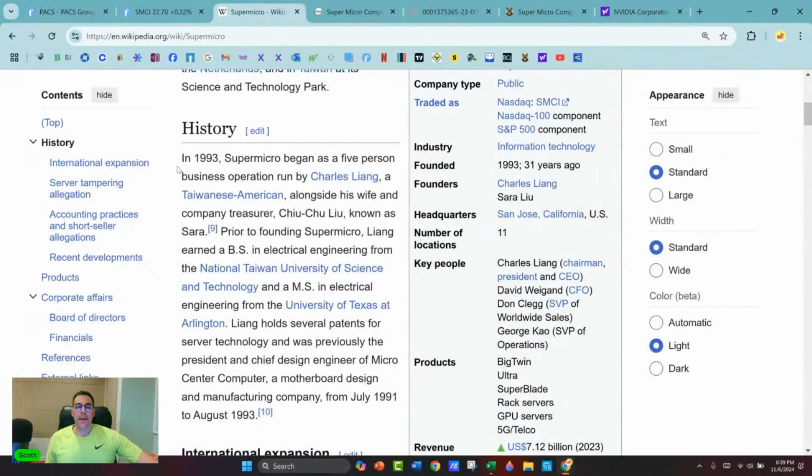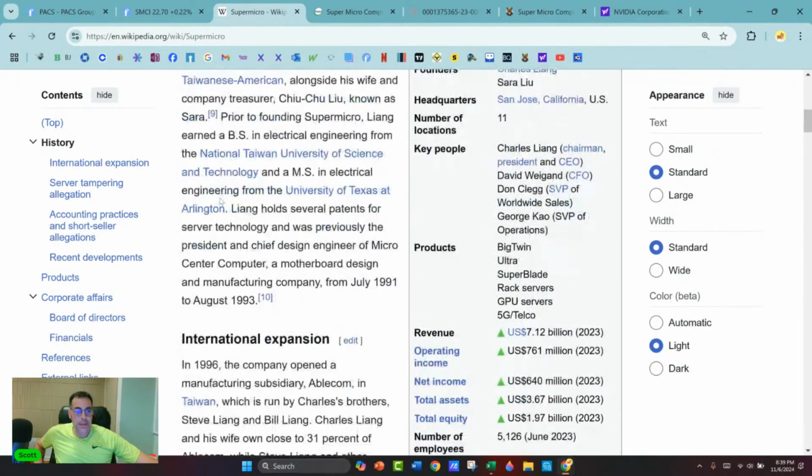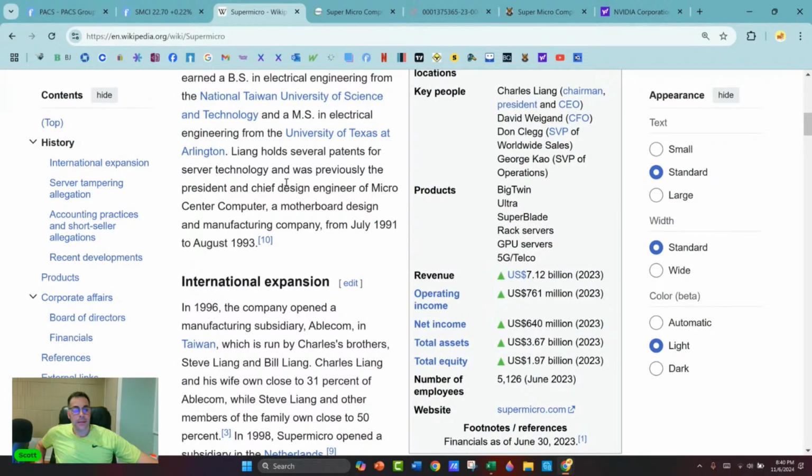So it's a young company. Nvidia started around the same time. So this started in 1993. Charles Liang, he's still running it. But Jensen Huang is also a Taiwanese American, so that's why they have that in common. Charles's wife is the treasurer of the company. He has a bachelor's in electrical engineering from the National Taiwan University of Science and Technology. He has a master's from University of Texas.